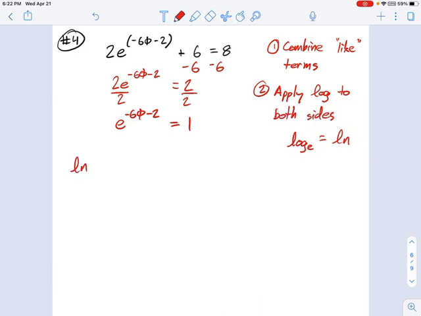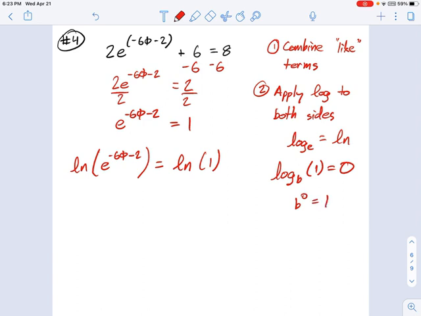I'm going to say the natural log of e to the negative 6 phi minus 2 equals the natural log of 1. Well, this one's going to simplify a little more than usual, because the natural log of 1, like any log of 1, log of any base b, whether that's e or 10 or whatever, the log of anything, any base, of 1 is always equal to 0. Because if you think about it, what that's saying is b to the 0th power equals 1, which is always true. So this side over here is actually just 0.